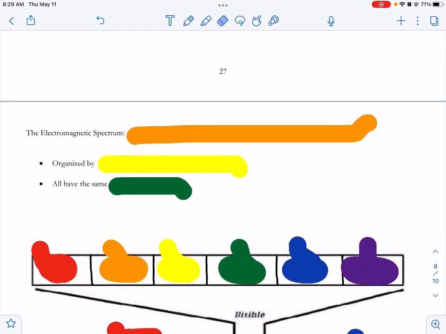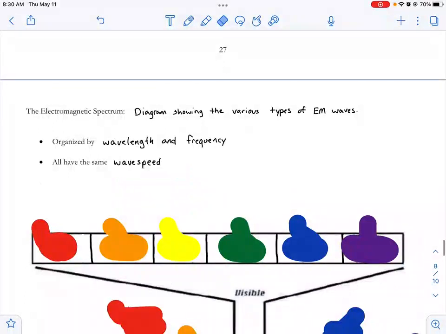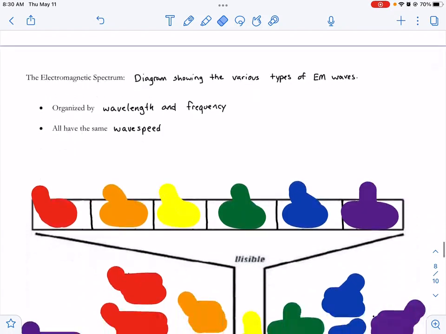Okay, so the electromagnetic spectrum is a diagram that shows all the various types of electromagnetic waves, which I abbreviated EM because I'm lazy and I don't want to write that out. There's really kind of two ways you can look at the organization. It's either by wavelength or frequency, but it's really by both because you can't really do one without the other, because that's kind of how waves work. But it's important to remember they all have the same wave speed regardless of where you are on the wavelength spectrum or the frequency spectrum.